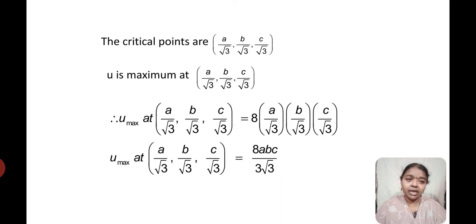The critical points are a by root 3, b by root 3, c by root 3. u is maximum at this point. They've asked us to find the maximum value at a by root 3, b by root 3 and c by root 3. Remember, our question is 8xyz. So we have to substitute the value of x, y, z here. So you have 8 into a by root 3 into b by root 3 into c by root 3. Hence, u maximum at a by root 3 comma b by root 3 comma c by root 3 is equal to 8abc by 3 root 3.